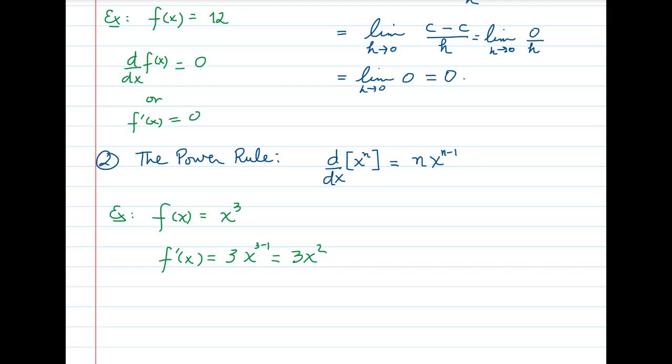And so forth. So notice how if we were to use the limit definition for the derivative, it would take us a long time just to get that. And so from now on, we'll just use this rule.